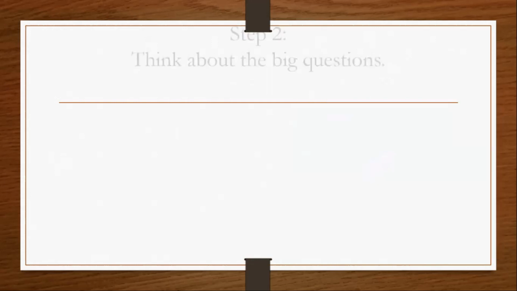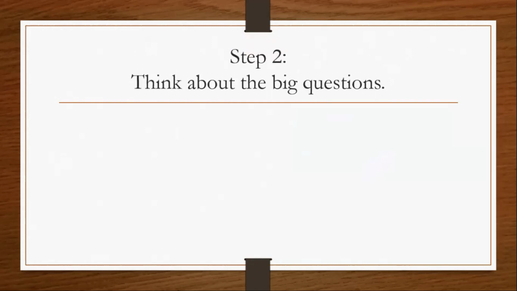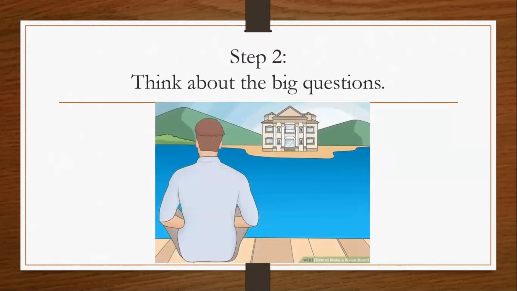Step 2 is think about the big questions. Before you get started making your vision board, spend some time thinking about the following general questions. What in your view is a good life? What makes life valuable or worth living or meaningful? And when you are on your deathbed, what will you have hoped to have accomplished? Not just here, but in the next life.